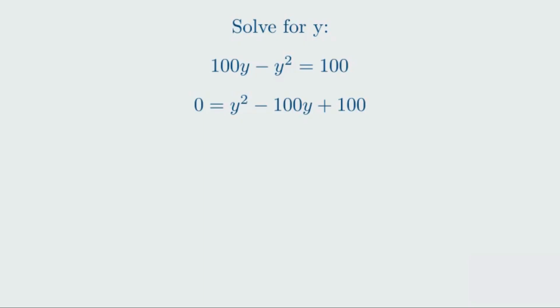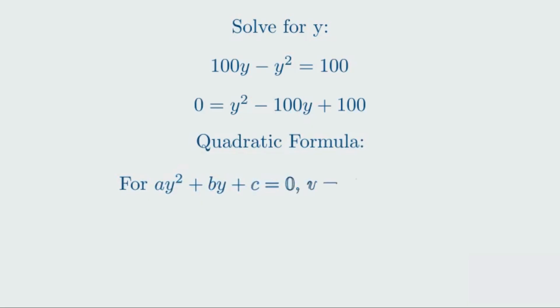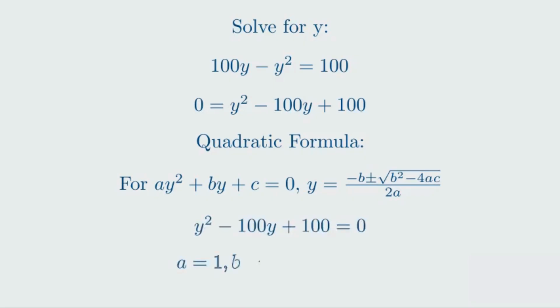When factoring is difficult, or doesn't work at all, we can always use the quadratic formula, which is a foolproof method. The formula states that for an equation x squared plus bx plus c equals 0, the solutions are x equals negative b, plus or minus the square root of b squared minus 4ac, all over 2a. In our equation, y squared minus 100y plus 100 equals 0, we can see that a equals 1, b equals negative 100, and c equals 100. Let's substitute these values into the quadratic formula and solve for y.